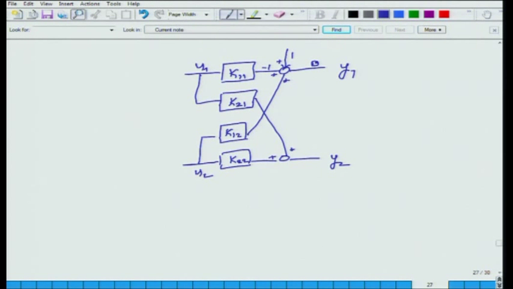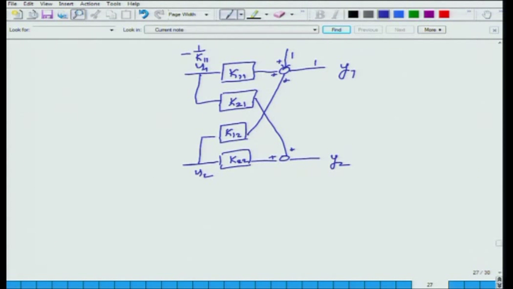So, to repeat, I was at steady state, a disturbance came, caused y1 to deviate. I as an operator see that, oh, y1 has deviated. So, then what I do is I make u1 minus 1 by k11.